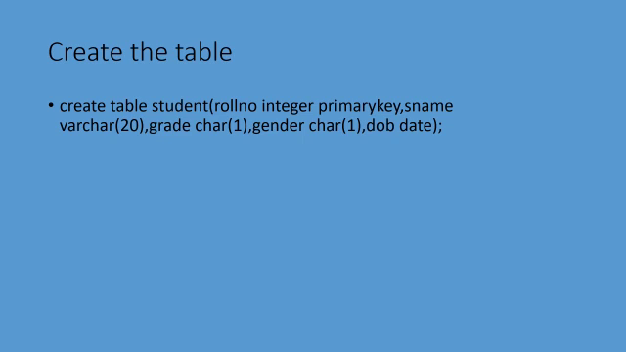Next, character grade of 1. Grade refers to any grade A, B, C, D. One letter you can give. So I have given character of 1. Then gender. Gender refers male or female. So for this also only one character I need. So I have given data type character of 1.